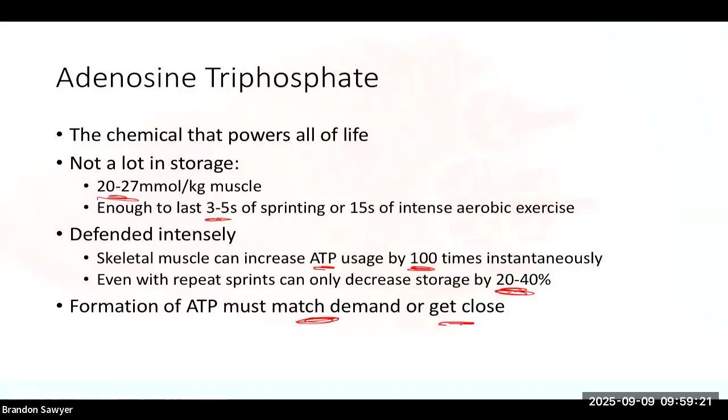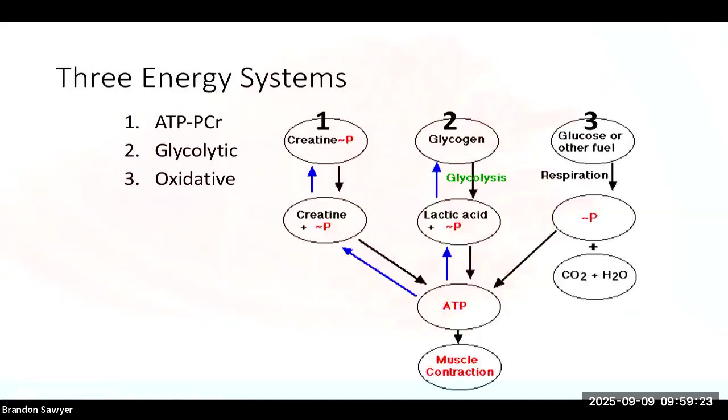So the formation has to match the demand. Our three ways to do that include number one, the creatine phosphate system, number two, the glycolytic system, and number three, the oxidative system. We'll talk about each of those in more detail now.